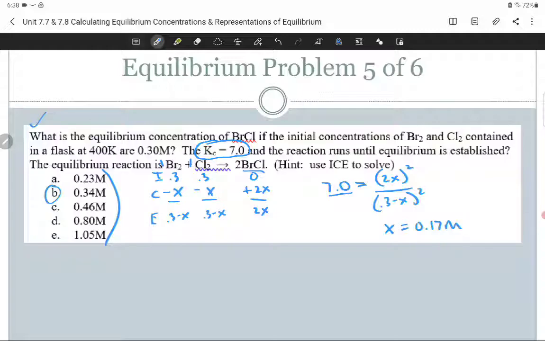But if you're presented with that, I think a lot of people would be hard pressed to try to take the square root of 7, do that in their head. But you could do the square root of 9, and that would get you a nice approximation and likely nail you down to an answer here. So I don't see 0.17 up there in any of these answers. Why? Because this isn't our answer. It wants to know what's the concentration of BrCl at equilibrium, which is 2x. So you need to multiply that by 2, and that's how you get the B.